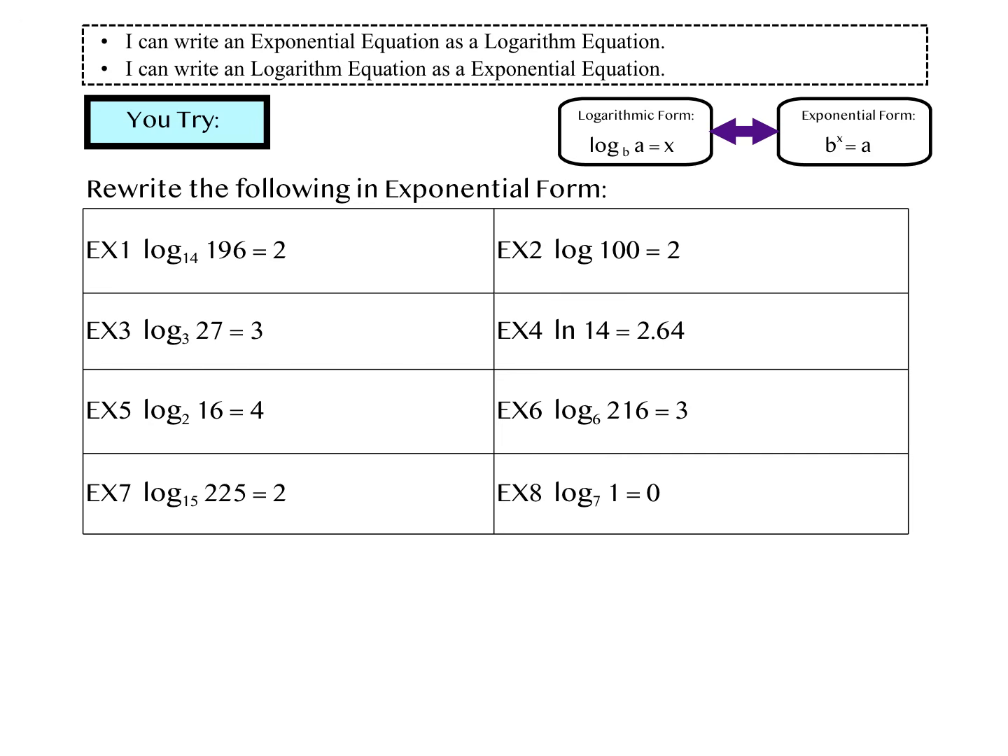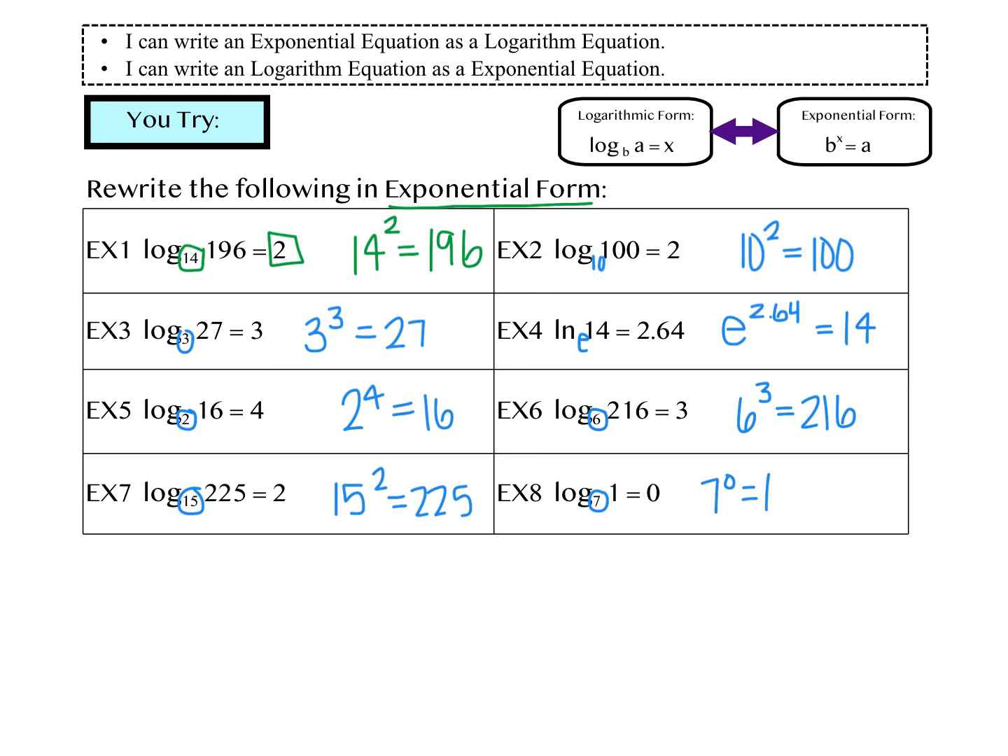All right, so let's look at example 1. In all of these, we're rewriting them in exponential form. So if I can remember, this is my base. A log is an exponent. And 14 to the second, the solution is 196. All right, go ahead and try the remaining examples on your own. All right, go ahead and check your answers and see how you did going from log form to exponential form.